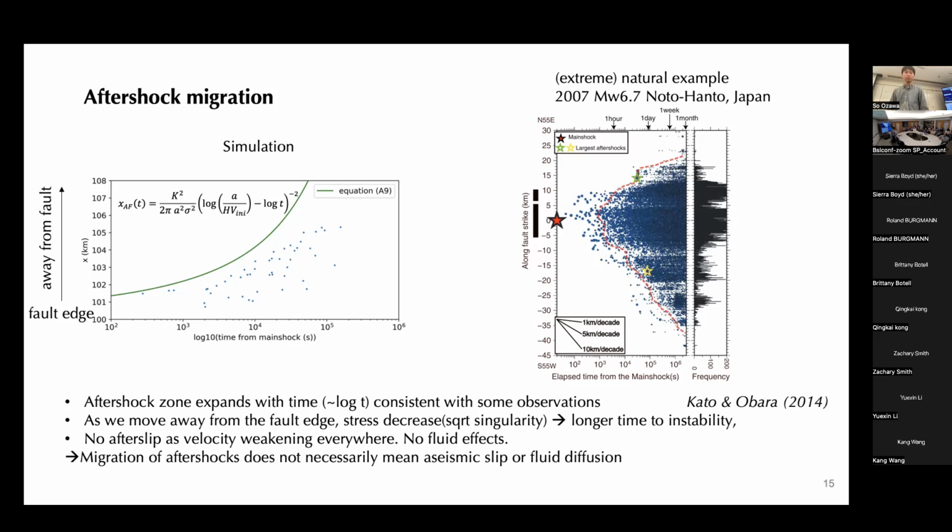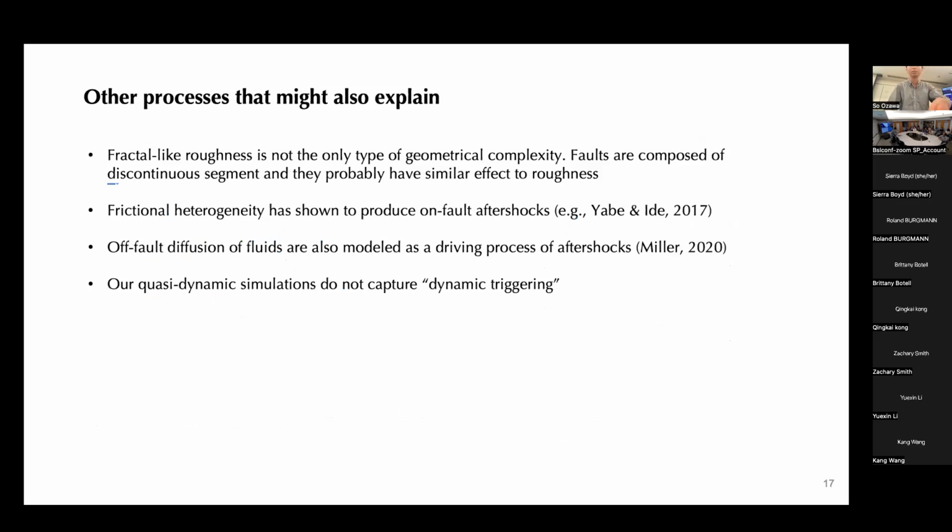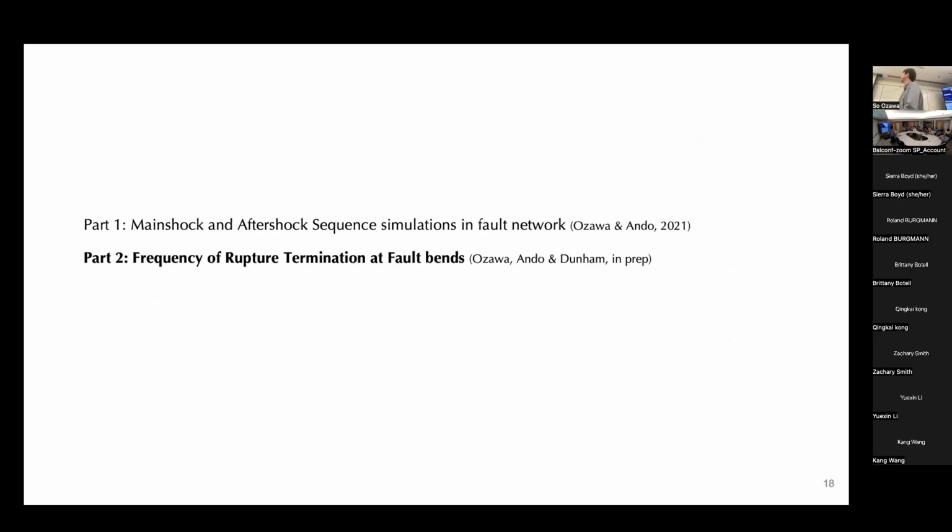Yeah, you're welcome. So I've spent about 30 minutes now, so maybe I should switch to the second part. The other is not very important. Part 2 is about the frequency of rupture termination at fault bends, which deals with a longer time scale. Because in part 1, we only focused on a single main shock and aftershock simulation sequence, a relatively short time scale. But if we think about the dynamics of a non-planar fault over a long time scale, what happens is the question.